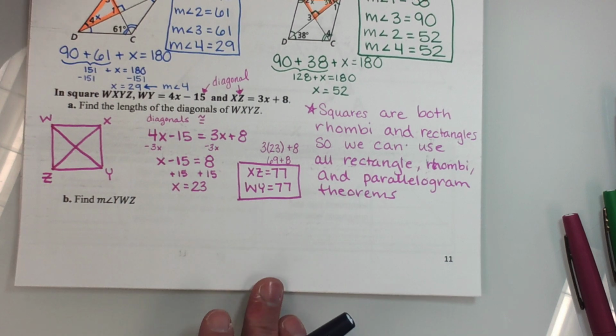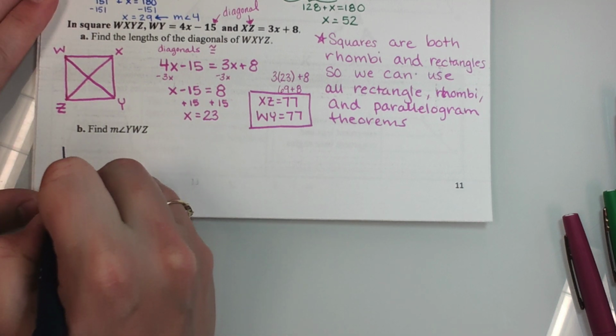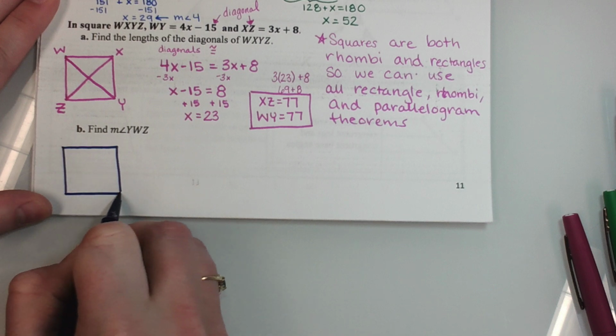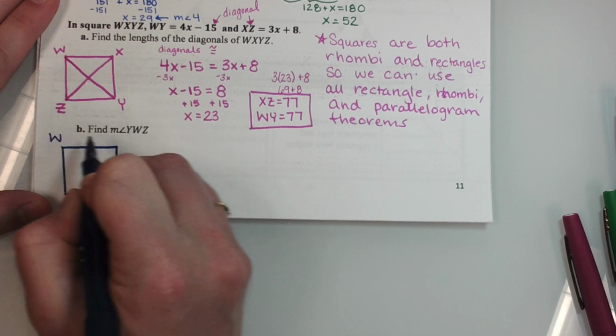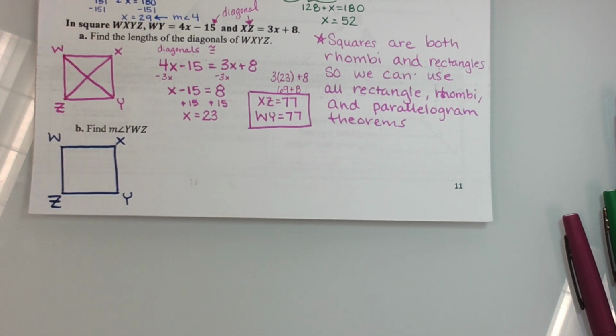Part B, still working with that square. Sometimes it's easier to redraw, so we're not trying to overlap things. On this one, it probably wouldn't make much of a difference because we didn't really draw on the other one. But it might help me simplify down my problem. The question asks about the measure of angle YWZ.